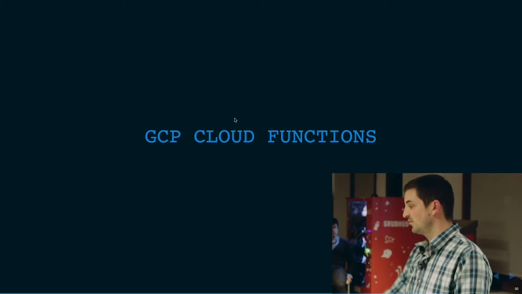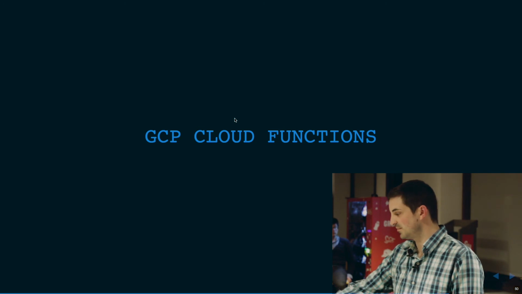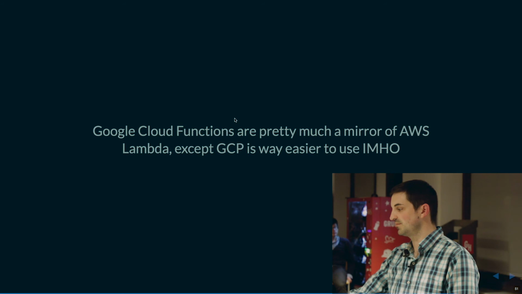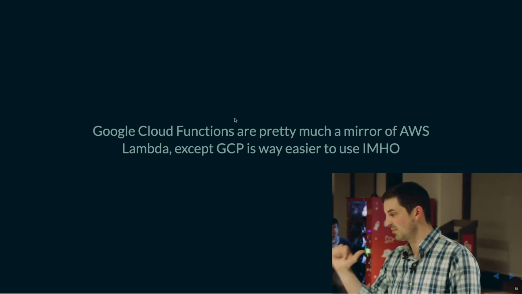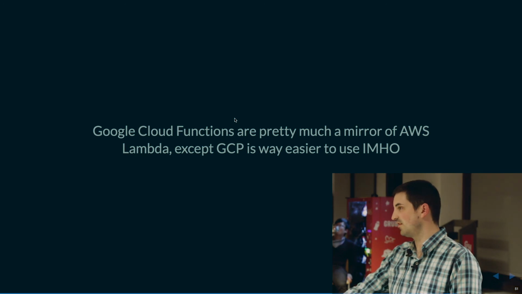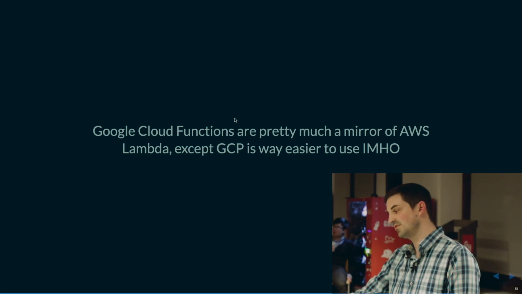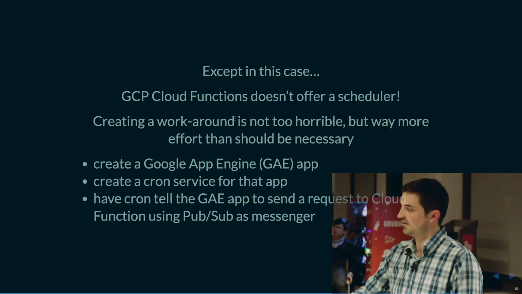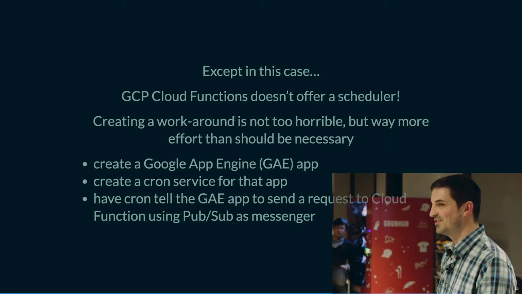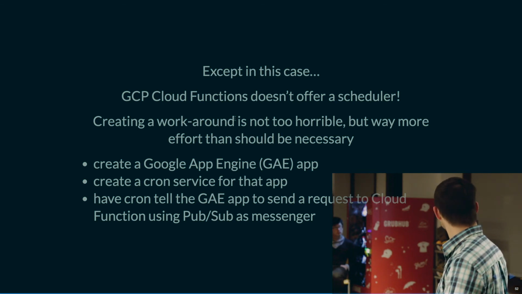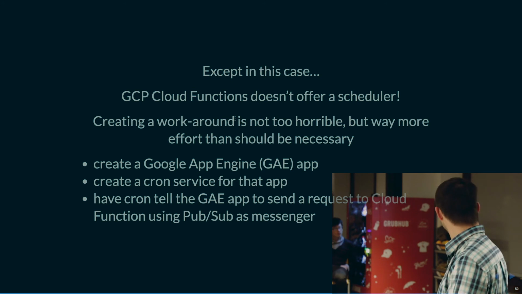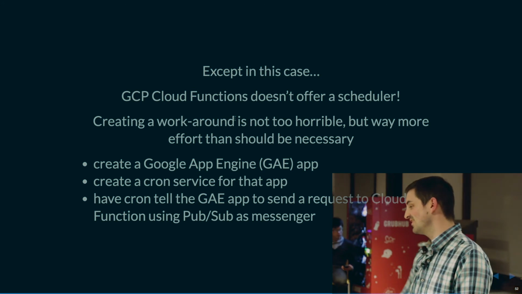GCP Cloud Functions, super quick. Not going to spend much time on this. They're kind of the same thing as AWS Lambda, except GCP is way easier to use, in my opinion, from experience. It has limited offerings. It does have Airflow, except in this case, because GCP Cloud Functions don't have a schedule. I wanted to point this out, because a lot of people think, if I can do that in Lambda, I can do it in Google Cloud. You actually can't. They don't allow that.